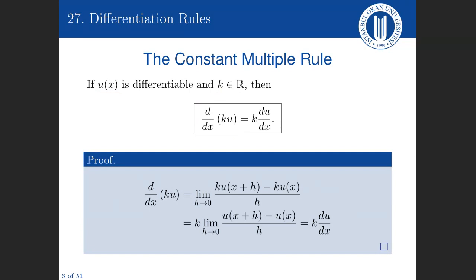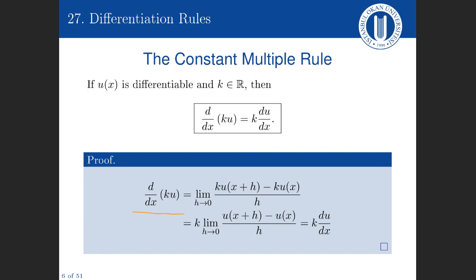Most of these formulae I'm going to give you, I'm not proving, but this one I do want to prove. The derivative of ku. The derivative means, by definition, the limit as h tends to 0 of this function at x plus h minus this function at x divided by h. So it's the limit as h tends to 0 of ku at x plus h minus ku at x divided by h.